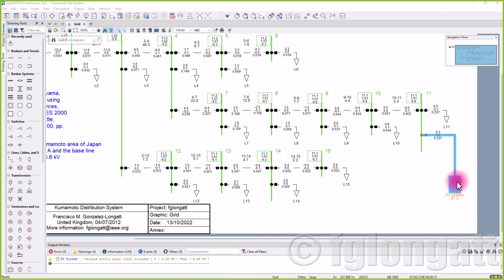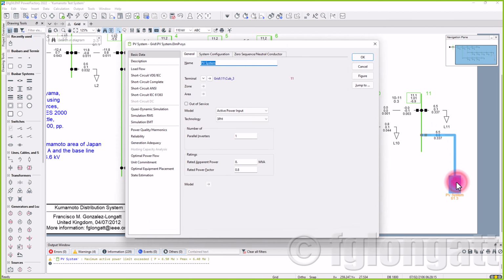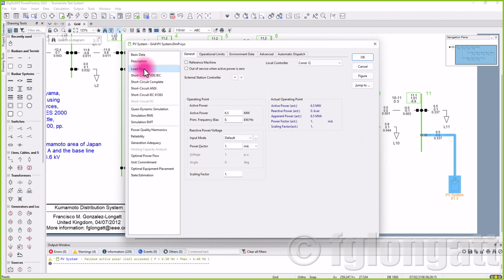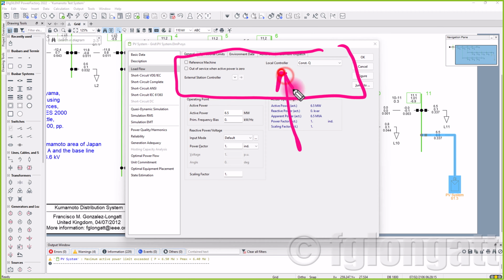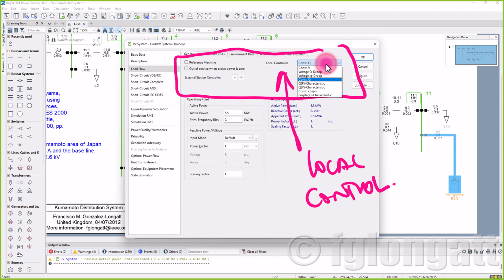If you double click here on the PV system, we can go here to load flow. And in the load flow, you can see over here that there are different controllers. This is for the local control. And at this moment, we are using one of the most basic operating modes. This operating mode is called constant Q.